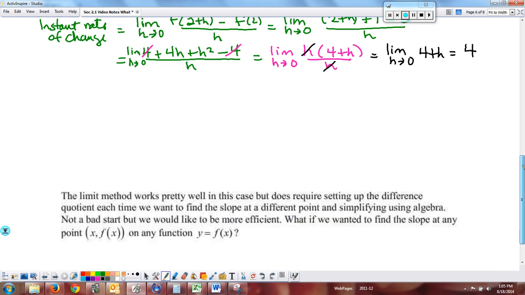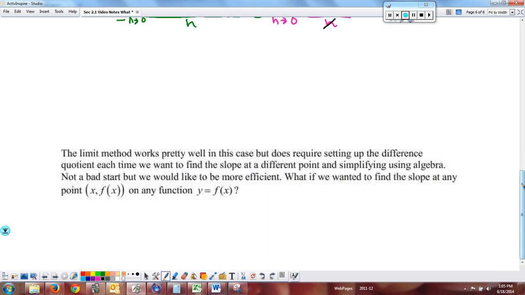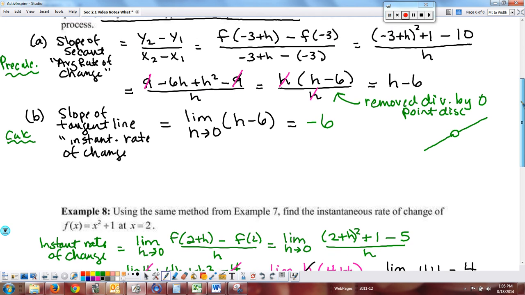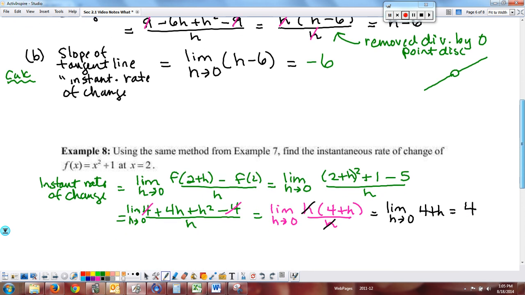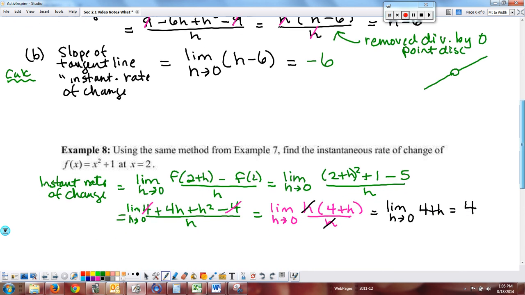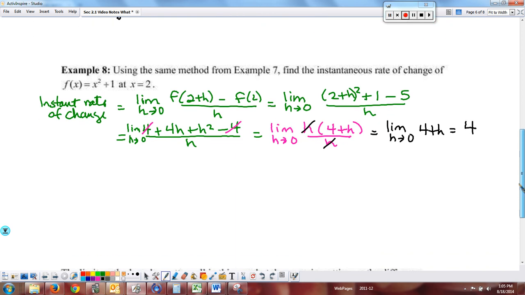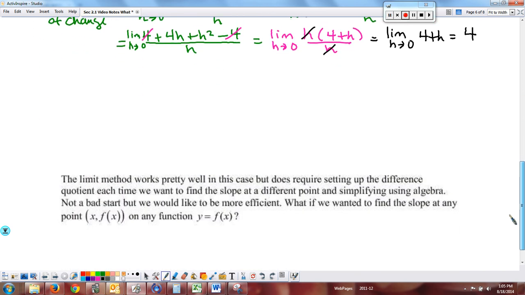Now this limit method works pretty well, but you have to set the difference quotient up every single time you want the slope at a different point, go through the process, and then simplify using the algebra. You really notice that they're very similar in that the foiling, the canceling, the removing the common factor works out, so that you don't have to keep repeating this several times. We'd like to be more efficient.